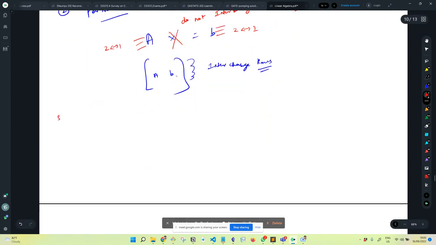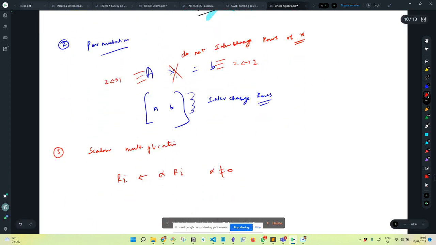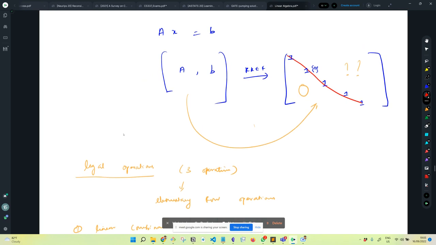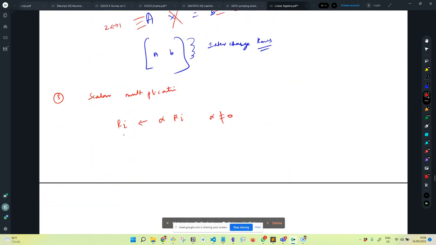Then at last, we had scalar multiplication. What is scalar multiplication? Ri equals alpha times Ri, and alpha should not be equal to 0. Okay. Now, given a matrix, you will apply one or many of these operations in a sequence to obtain a matrix in this structure.